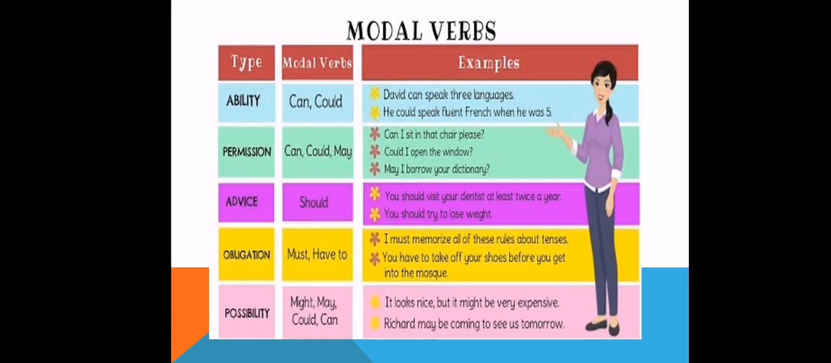Last but not least, possibility. And the modal verbs we can use to express possibility are might, may, can, or could. It looks nice, but it might be expensive. So there's a possibility that this object will be expensive. Richard may be coming to see us tomorrow. Again, it's a possibility. He's not for sure coming to visit, but there is a possibility.